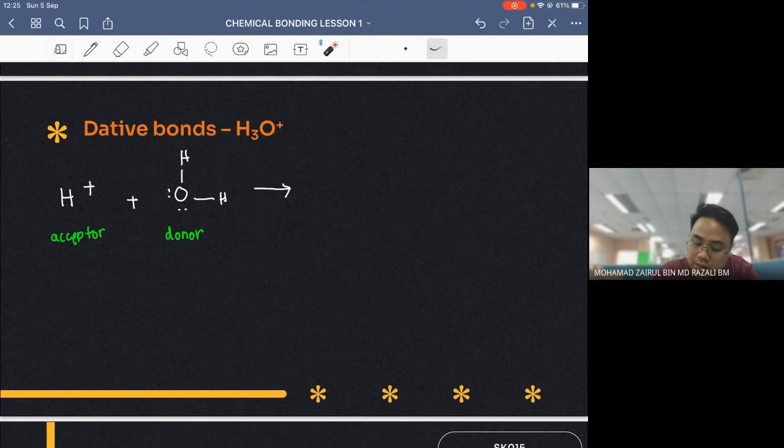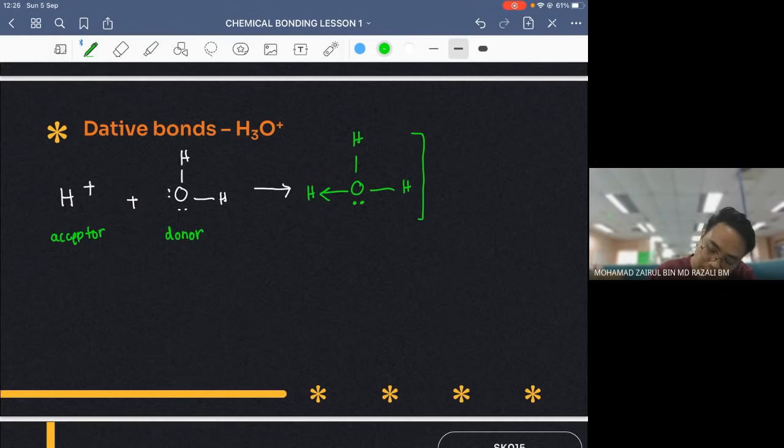So H2O akan donate one pair of its lone pair kepada H+. Dia akan donate kepada empty orbital dalam H+. So awak lukis H2O ni dulu. Since kita dah donate satu pair elektron, dia akan ada lagi satu pair. So, anak panah tu mesti datang daripada donor ke acceptor, dan acceptor kita adalah hydrogen ion. Dan since ni adalah ion, kita kena lukis dia dalam square bracket and don't forget the charge.